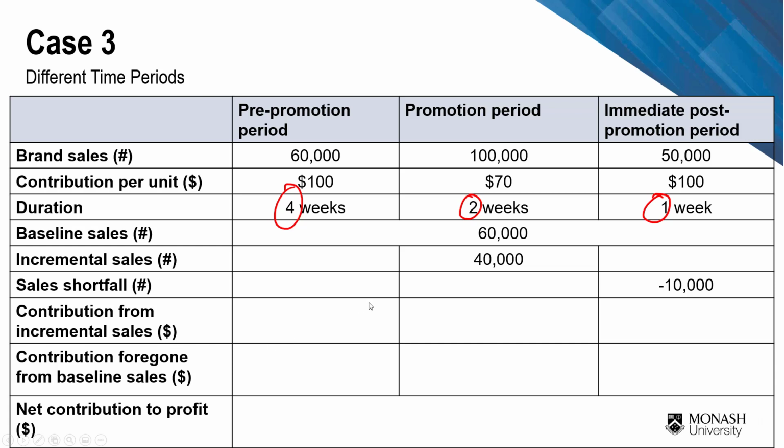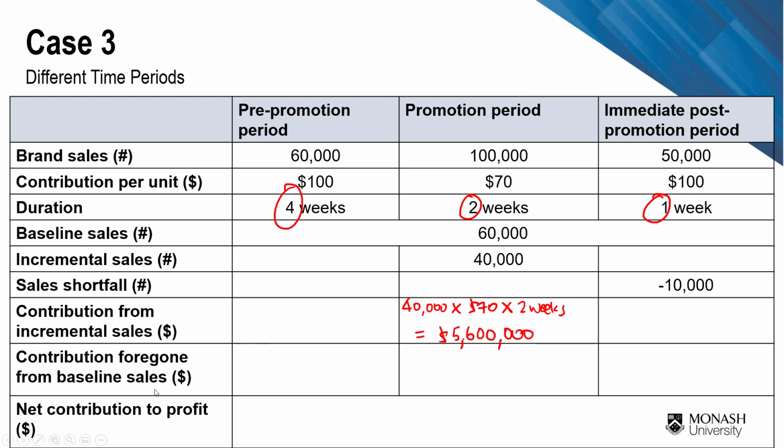Now, first of all, the contribution from the incremental sales. We can see that the contribution from incremental sales is going to be in this column. First of all, it's going to be 40,000 times $70 because that's the contribution, that's the value of incremental sales, and because there are 2 weeks, this is going to be equal to 5.6 million. Okay, so I'm just going to put commas in there so that at least you know.